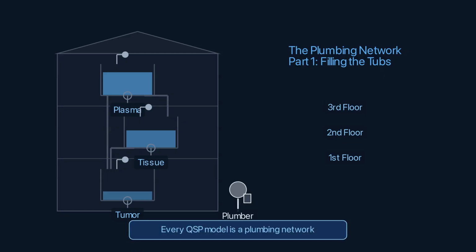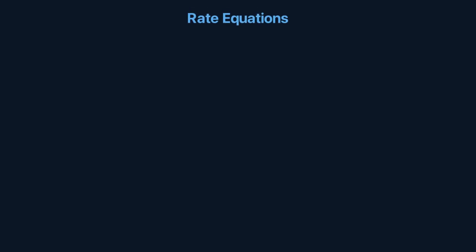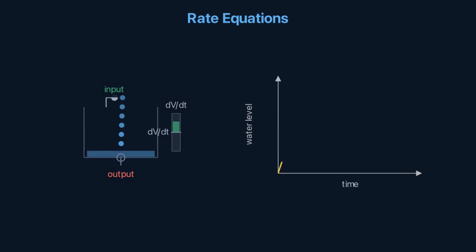Welcome to the plumbing network. One tub, one faucet, one drain. The water level at any moment depends on how fast water comes in minus how fast it goes out. That's a rate equation, df/dt equals inflow minus outflow. When inflow exceeds outflow, the level rises. When outflow catches up, the level holds steady, the rate meter reads 0.